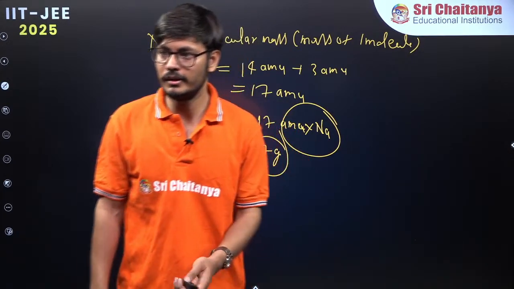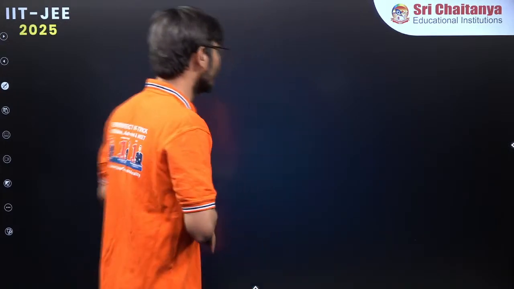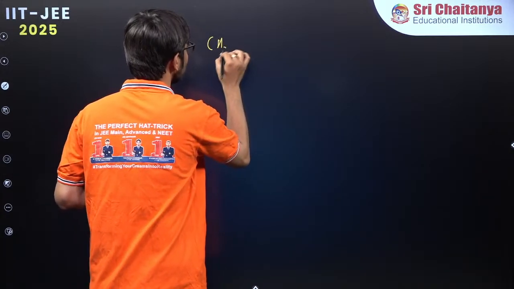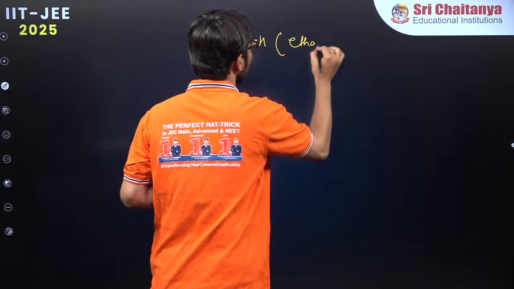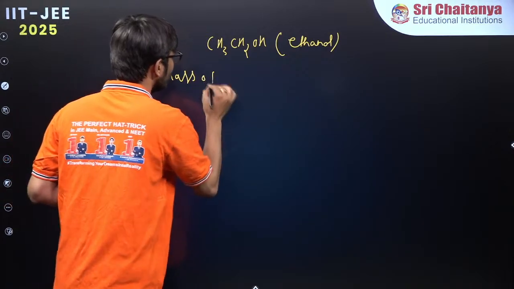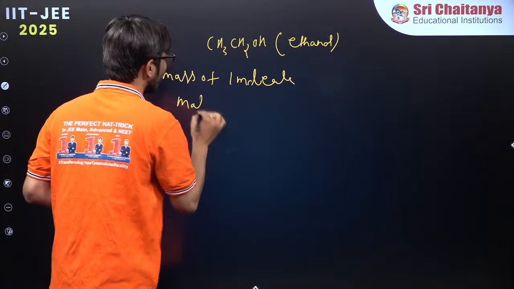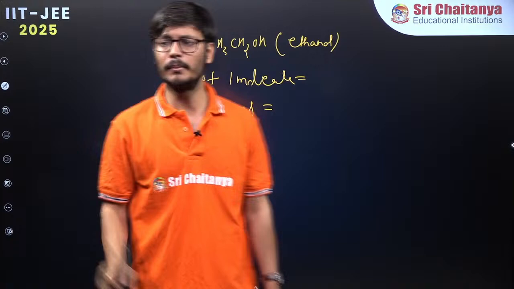Okay. So now we have understood the concept of molecular mass and molar mass. So very quickly we'll take one more question. There is something called ethanol, CH3CH2OH. All of you know that this is called ethanol. So I want you to find the mass of one molecule of ethanol, and the molar mass of the given compound. Quickly, please find the mass and molar mass.